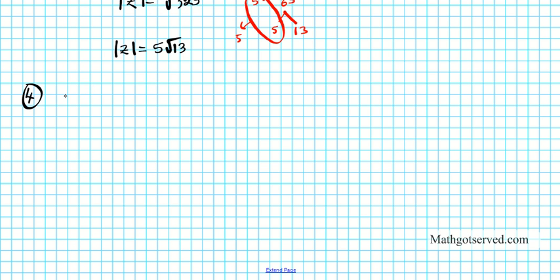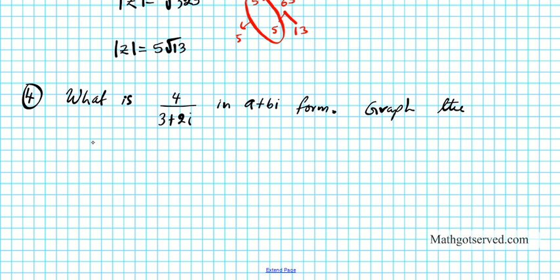It says, express, or what is 4 over 3 plus 2i in a plus bi form? Okay? In a plus bi form. Graph the result. And find the norm. Okay, the norm is the distance from the origin. Find the norm. Okay, let's do this.